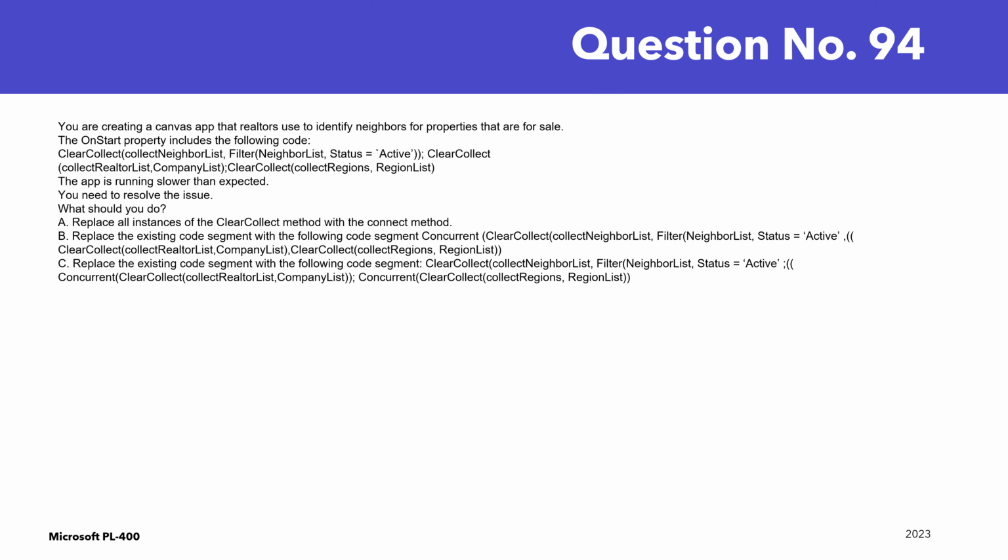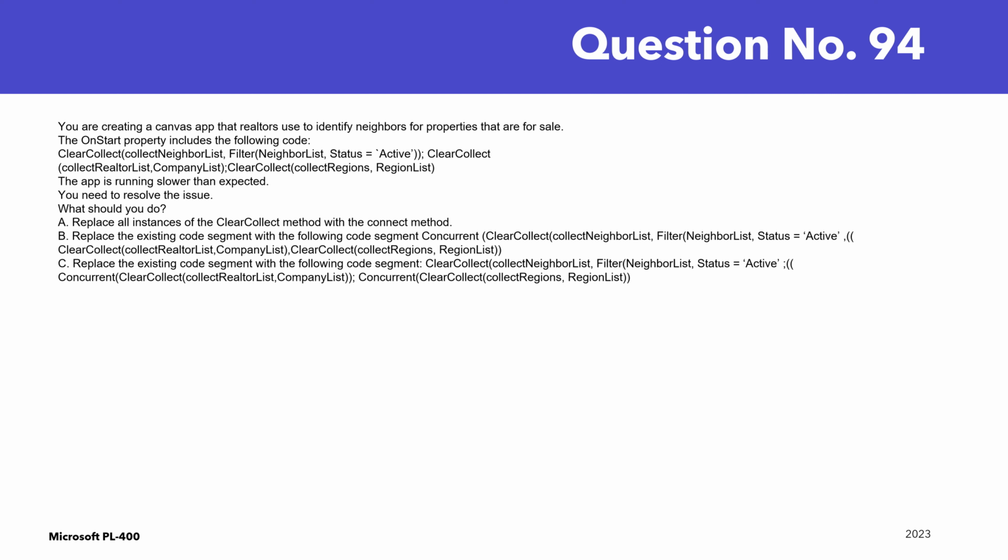You are creating a Canvas app that realtors use to identify neighbors for properties that are for sale. The OnStart property includes the following code: ClearCollect neighbor list, Filter neighbor list, status equals active, ClearCollect realtor list, company list, ClearCollect region list. The app is running slower than expected. You need to resolve the issue.